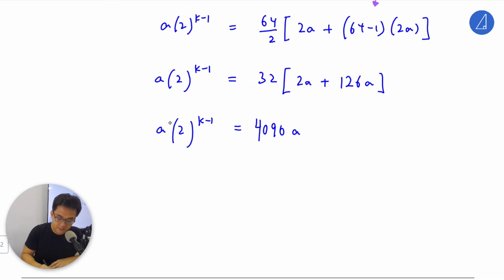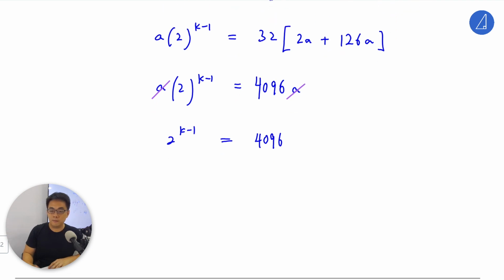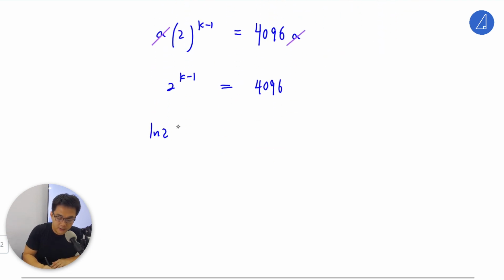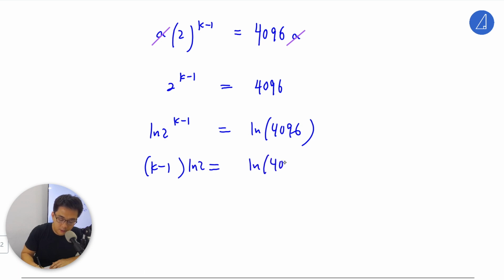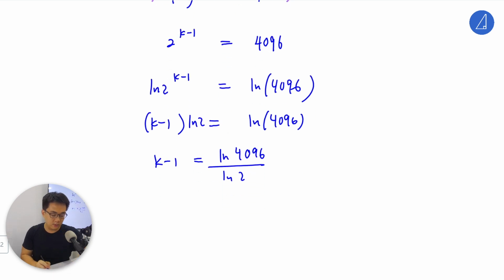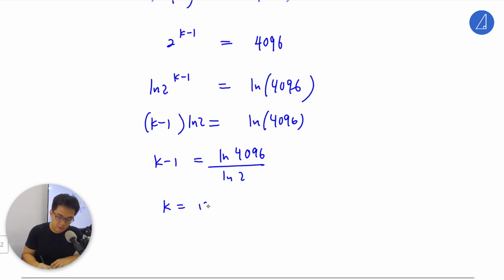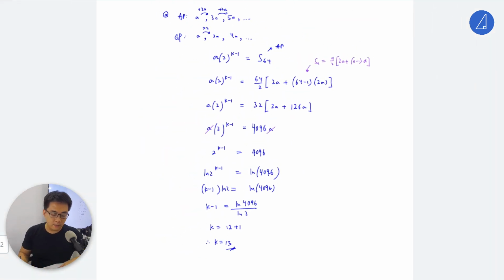So cancel off the A, left with 2^(k-1) equals 4096. You can take ln of both sides if you want to, then solve it. This will be (k minus 1) ln 2 equals ln 4096. So k minus 1 is ln 4096 divided by ln 2. Okay, so k is equal to 12 plus 1. k is equal to 13. I think this is okay.